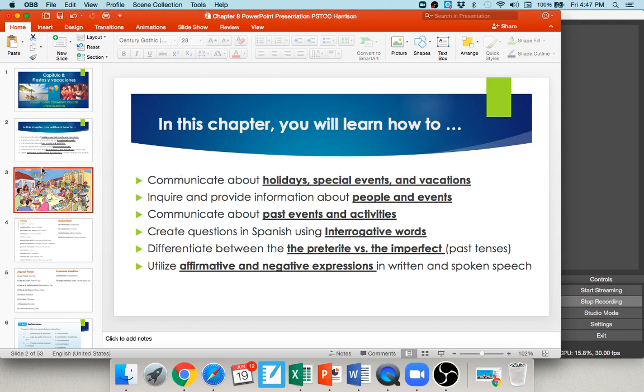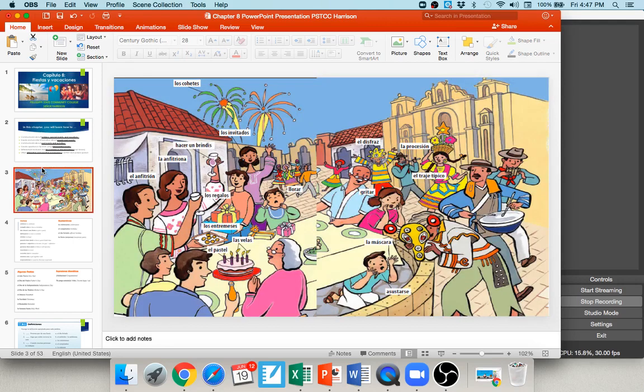So we're going to start just by taking a look here at the vocabulary in this chapter. As always, we're not going to hit every word. You still need to study your flashcards and all that good stuff, but just want to make sure you're familiar. So first, let's start with the most important part of the party. Down here you have el pastel, the cake, and on the cake there are velas, candles.